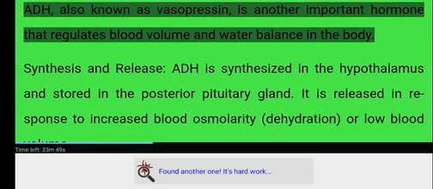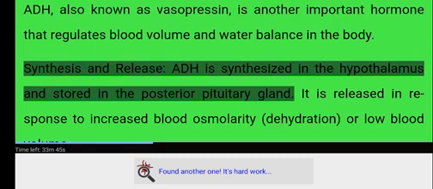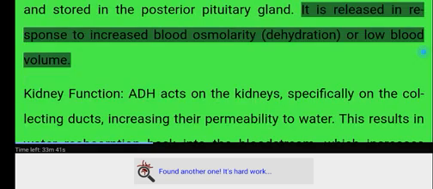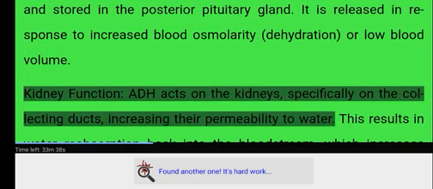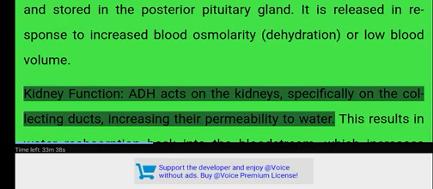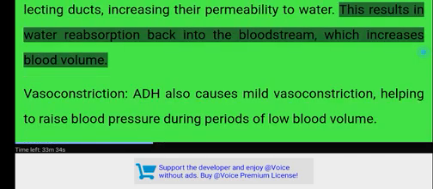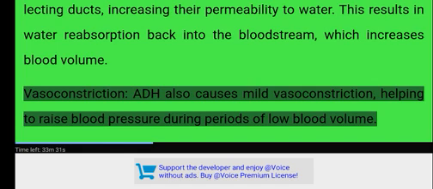ADH, also known as vasopressin, is another important hormone that regulates blood volume and water balance in the body. Synthesis and release. ADH is synthesized in the hypothalamus and stored in the posterior pituitary gland. It is released in response to increased blood osmolarity, dehydration, or low blood volume. Kidney function. ADH acts on the kidneys, specifically on the collecting ducts, increasing their permeability to water. This results in water reabsorption back into the bloodstream, which increases blood volume. Vasoconstriction. ADH also causes mild vasoconstriction, helping to raise blood pressure during periods of low blood volume.